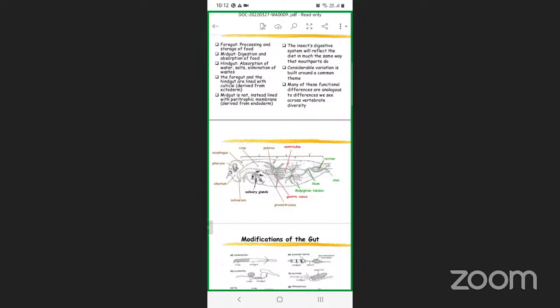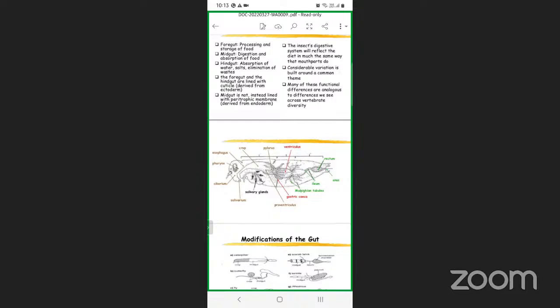At the midgut and hindgut region, we also see the Malpighian tubules. These tubules help in maintaining the osmotic gradient, and this helps in the flow of fluid through the lumen of the gut.